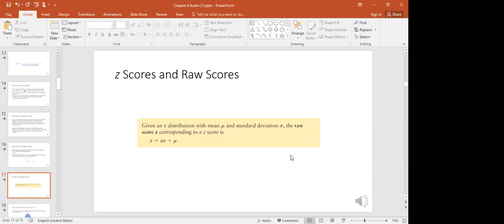We can also do the reverse calculation. Given the z-score, we may want to find the raw score x using the reverse formula. So if you have the z-score with mean and sigma, the raw score x is z sigma plus mu. Sometimes we have this type of situation when we are dealing with finding the inverse distribution.